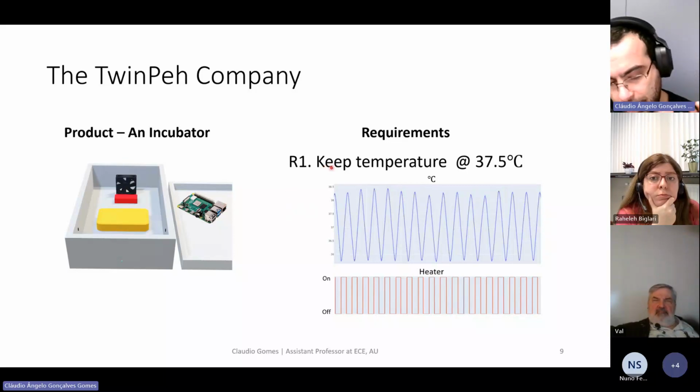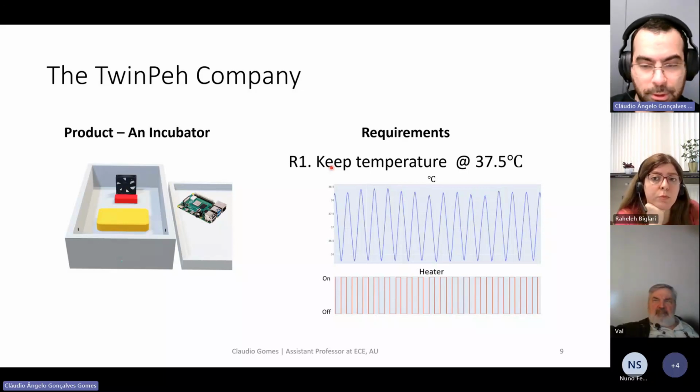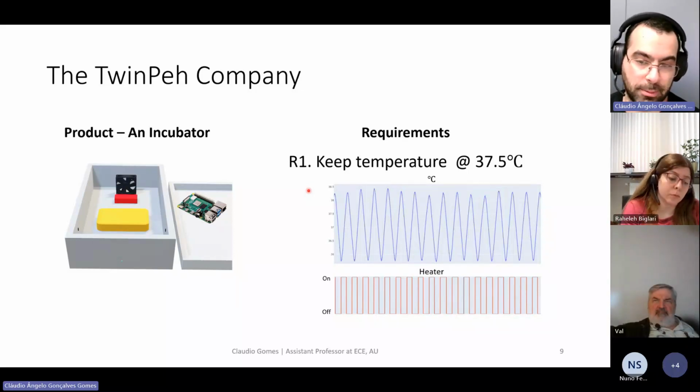So this distinguishes the digital twin from a traditional control system, right? If I were designing a control system for this incubator, I would try to build a controller that fulfills this requirement. But I'm not building a digital twin that fulfills this requirement. I'm building a digital twin that's going to do more, that's going to increase value in other parts of my system that maybe were not originally intended to fulfill.